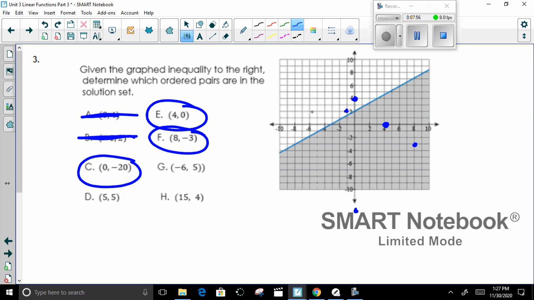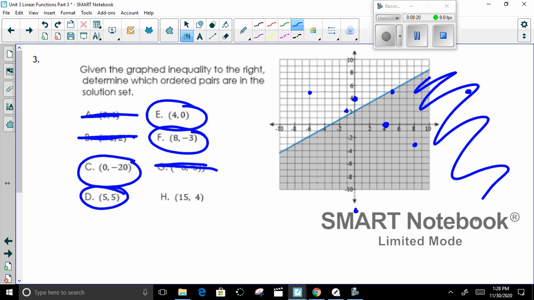Negative 6, 5. Doesn't work. 5, 5 is right there on the line. Does that work? It does because it's a solid line. When it's a solid line, any point on the line works. 15, 4. So 15 is like over here somewhere, and then 4 is up here. Would that be in the shaded area? If I could see more of this graph, it certainly would. So all of those work.